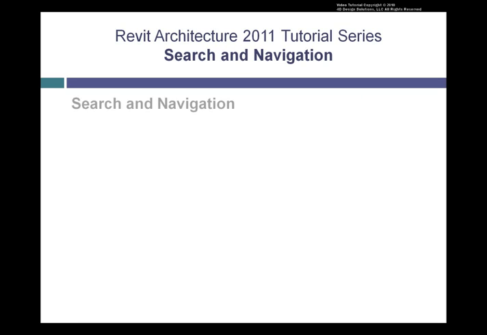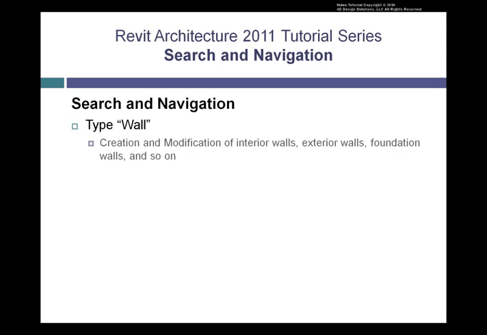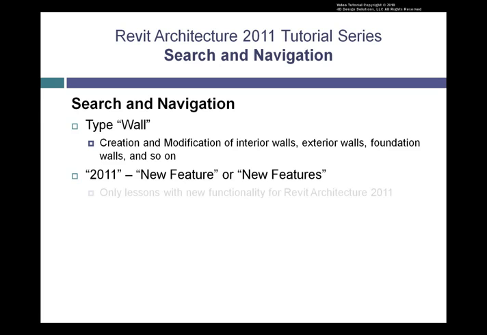We've added additional searching capabilities with our keyword search. For example, if you type the word wall, the search results will show you all of the lessons related to creating and modifying interior walls, exterior walls, foundation walls, and so on. And for those of you who are coming from previous versions of Revit Architecture and you just want to learn about the new features in this release, by searching for 2011, New Feature, or New Features, you'll be directed to a list of lessons illustrating just the new functions and features added to Revit Architecture 2011.